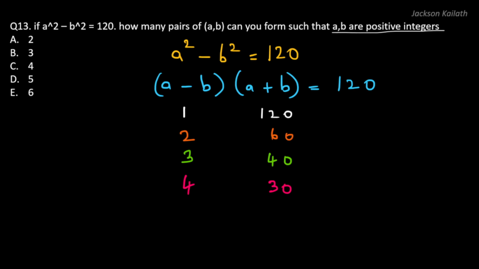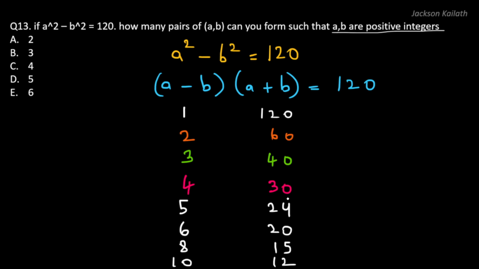Similarly, 5 into 24, 6 into 20, and I don't have 7 into anything because if you divide 120 by 7, you won't get a whole number. Then you have 8 into 15, and you don't have anything with 9, for the same reason. And then you have 10 into 12, which also gives you 120, and you don't have anything with 11.